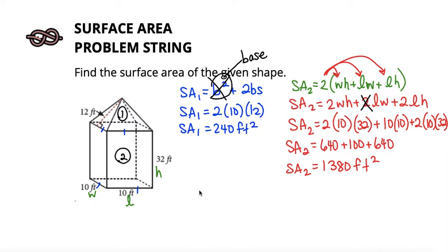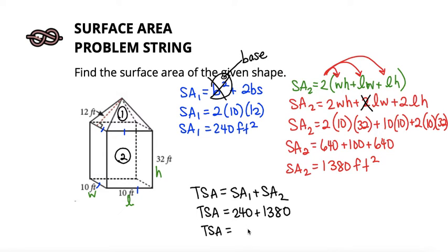So the total surface area of this shape is the surface area of shape number 1 plus the surface area of shape number 2, which is 240 plus 1,380, which is a final answer of 1,620, and my units are feet squared.